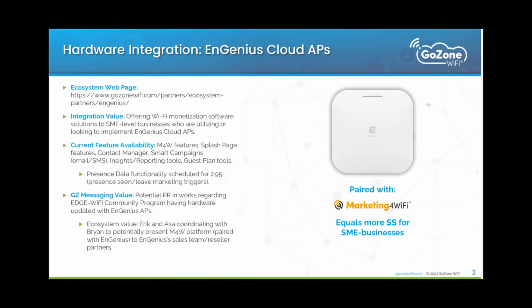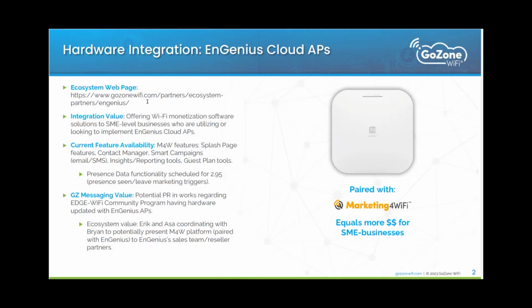This presentation is going to go over 3 specific features that came out of the 2.94 release. The first one is what we're looking at now, the hardware integration with EnGenius Cloud hardware. The second to follow is the Android CNA detection feature. And then thirdly will be the campaign filter feature by device type. So, hardware integration in EnGenius Cloud APs.